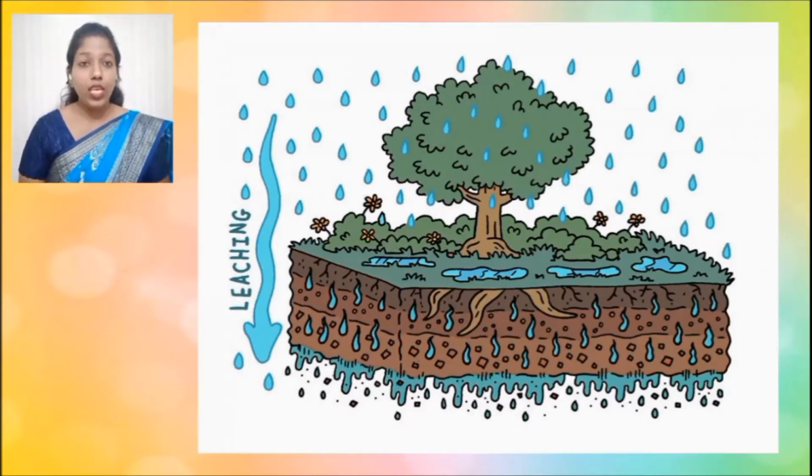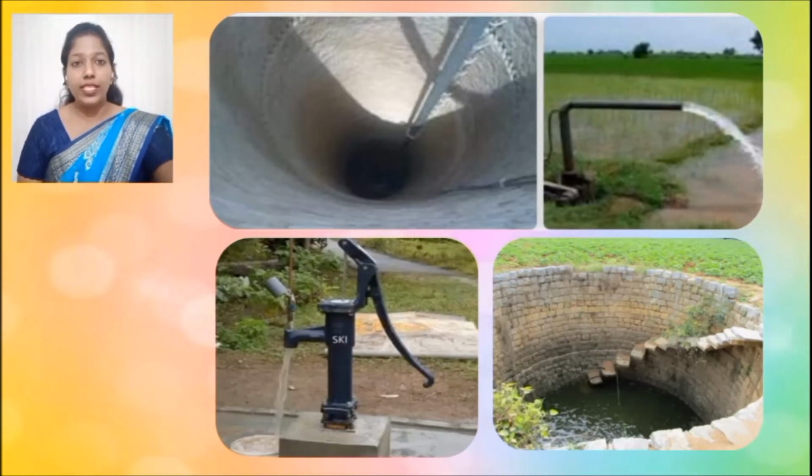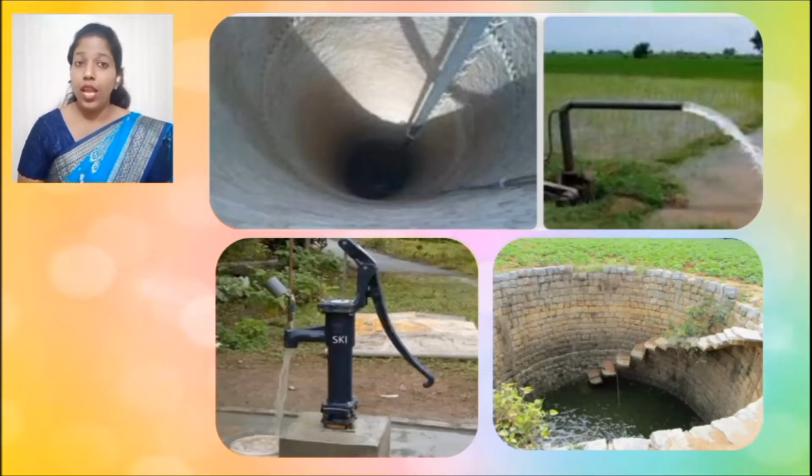But how can we use the water which is inside the earth? Children, have you seen tube wells, hand pumps and wells? Can you tell me where water comes from in wells, tube wells and hand pumps? Water comes from under the ground. And where does water under the earth come from? It comes from the rain.